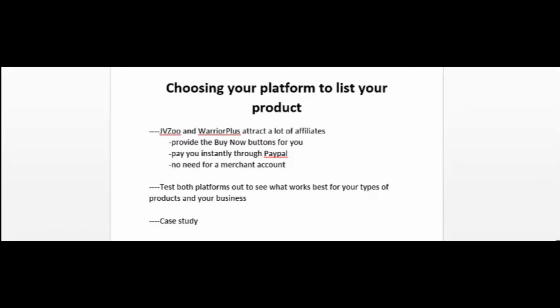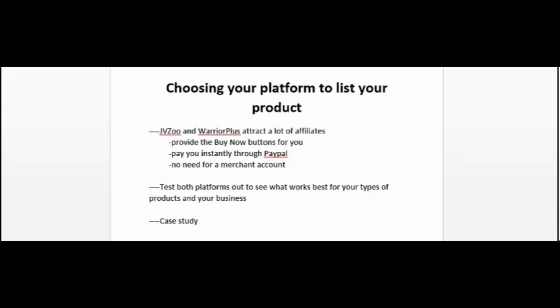Now, if you're not in the make money online niche or the internet marketing niche, then I recommend you sell on ClickBank. But if you're in the make money or internet marketing niche, JVZoo and Warrior Plus are very good for those niches. They attract a lot of affiliates. They provide the buy now buttons for you. They pay you instantly through PayPal, and of course, there's no need for a merchant account. Same with ClickBank. If you list your products on ClickBank, you don't need a merchant account. But I recommend you test out other networks out there, see what works best for your types of products and your business, and also the situation that you're in.